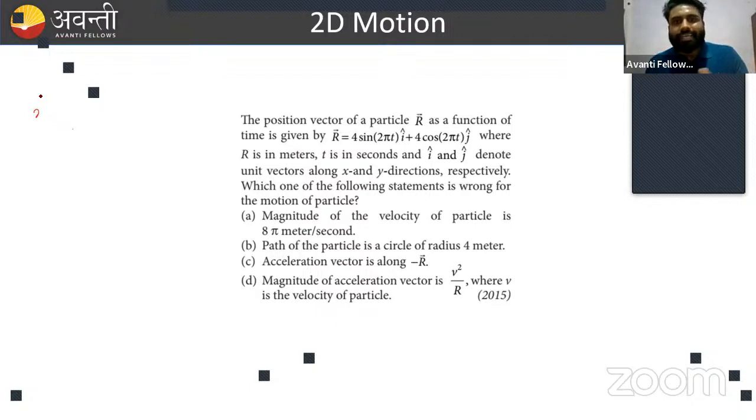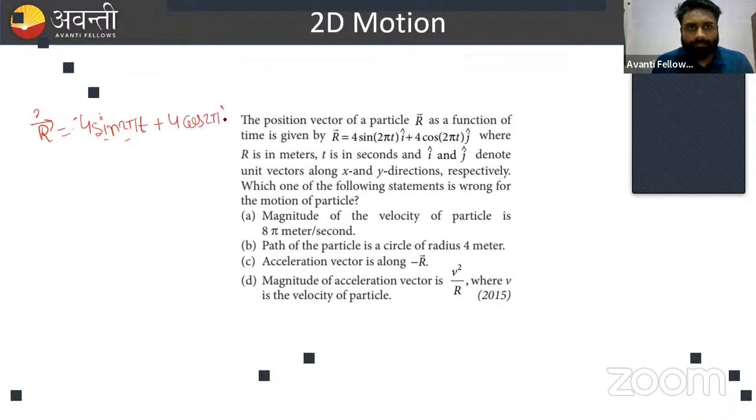Firstly, we will discuss that the acceleration vector is along minus r vector. So we are provided with r vector, which is 4 sine 2 pi t plus 4 cos 2 pi t. This is i cap and this is j cap. We will differentiate this vector 2 times so that we would get the acceleration. If you differentiate the position vector once, you will get the velocity. And if you differentiate the position vector twice, then you will get the acceleration.